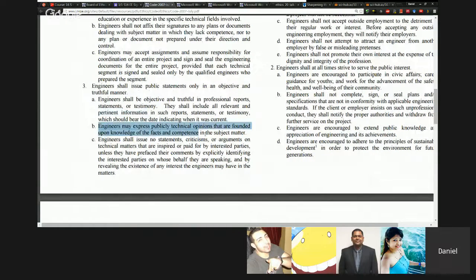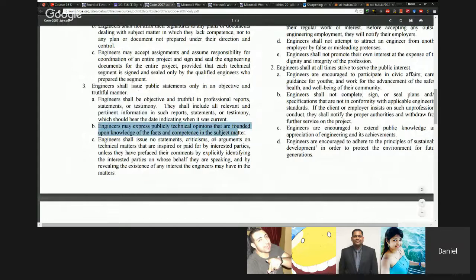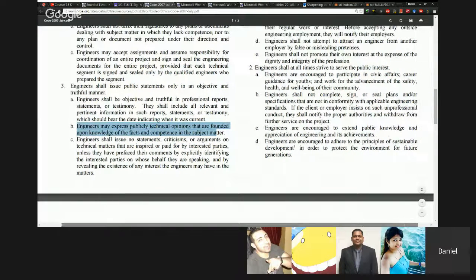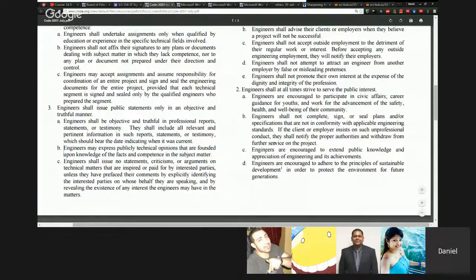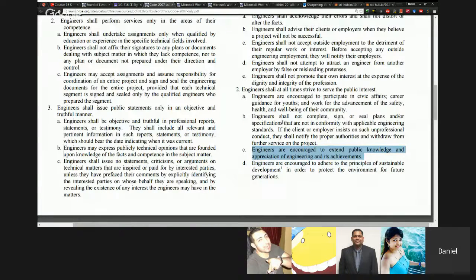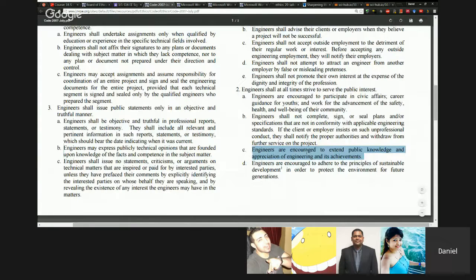Engineers are allowed to, in fact, they're encouraged to express their opinions on matters related to their areas of competence, related to their expertise. And in fact, if we go over here to professional obligations, we see that engineers are encouraged to extend the public knowledge and appreciation of engineering and its achievements. So engineers are encouraged by this code to talk to the public about engineering, about what engineers can do, about how these projects work.